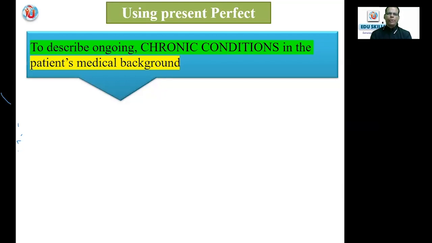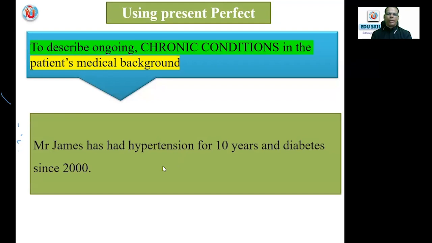Present perfect tense is also used to describe ongoing chronic conditions. So if any chronic condition is mentioned in the case note, immediately you have to use the present perfect tense and its sentence structure. Chronic conditions appear in the patient's medical background. When you go to the medical background, the tense to be used is present perfect. Then you have a chronic condition. For example, Mr. James has had hypertension for 10 years and diabetes since 2000. Hypertension and diabetes are chronic conditions. So you are using has, the present perfect.